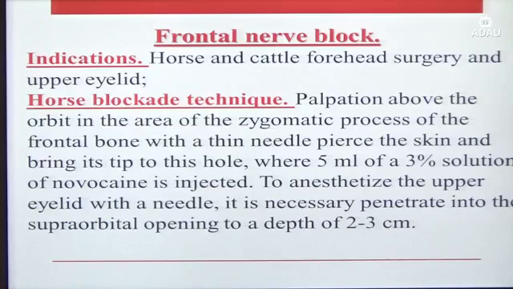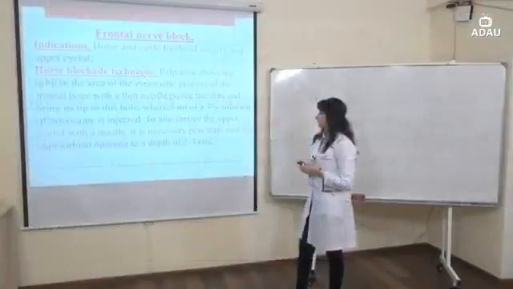About the frontal nerve: we use it during operations on the frontal area, different operations, in horses and cattle, for heart surgery, and when we want to operate on the upper eyelid. The horse blockade technique and the cattle blockade technique are the same, but may have different doses where we inject; the anatomical structure is the same. For the horse blockade technique, palpate above the orbit, the area of the zygomatic process, and we should inject here.